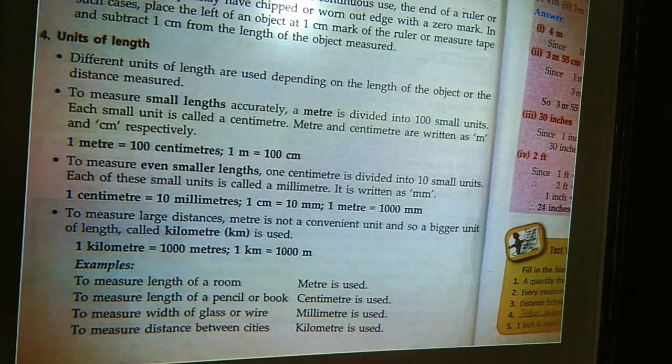To measure long distances, meter is not a convenient unit, and so a bigger unit of length is used, called kilometer. So 1 kilometer equals 1000 meters. Examples: to measure length of a room, meter is used. To measure length of a pencil or book, centimeter is used. To measure width of a glass or a wire, millimeter is used. To measure distance between two cities, kilometer is used.